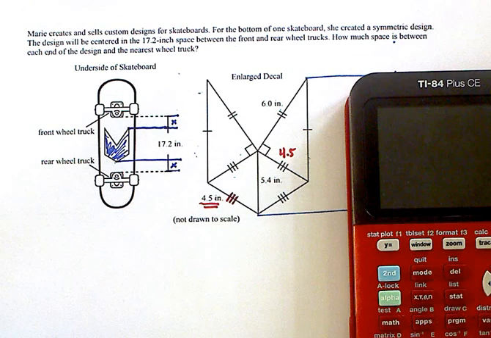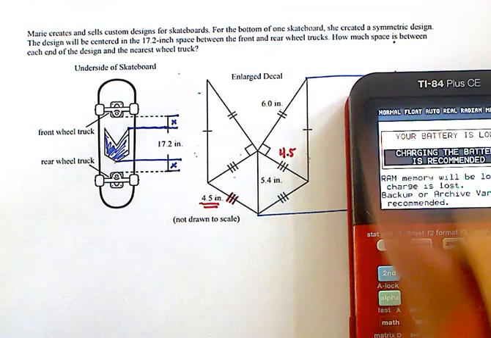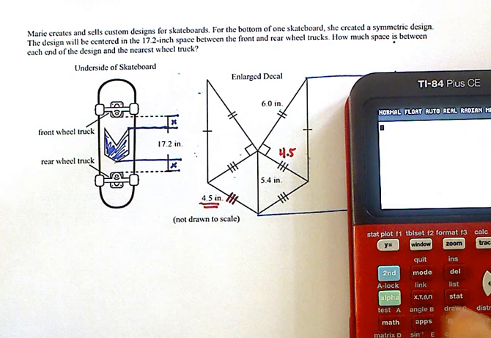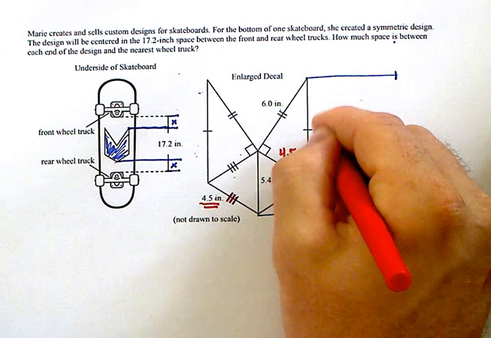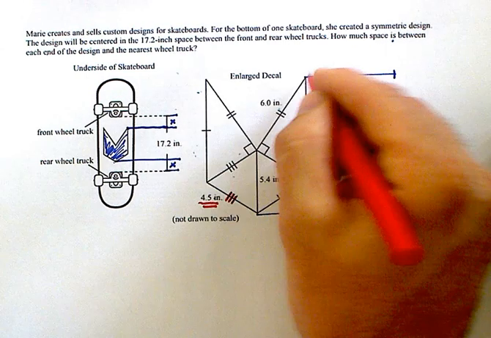And then I have 2 legs of a right triangle. Hopefully the battery lasts before we finish this question. All right? And it gives me 7.5 for this distance here. This is 7.5 right here.